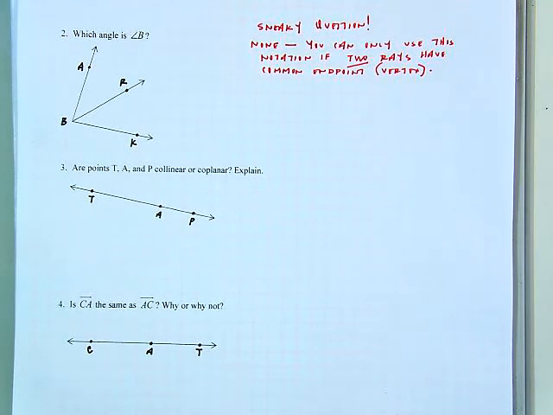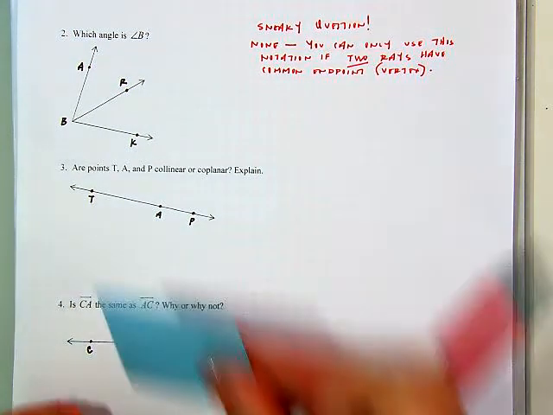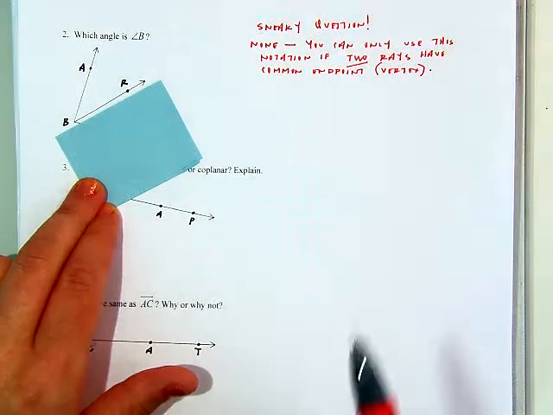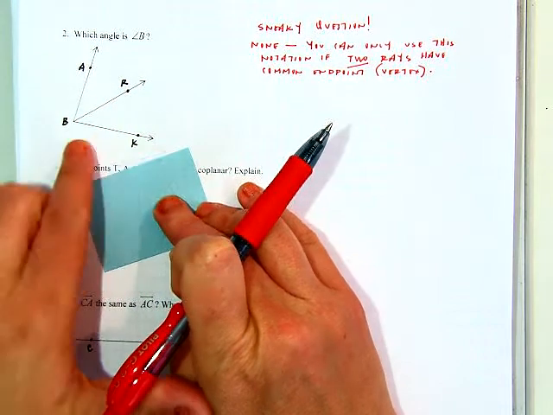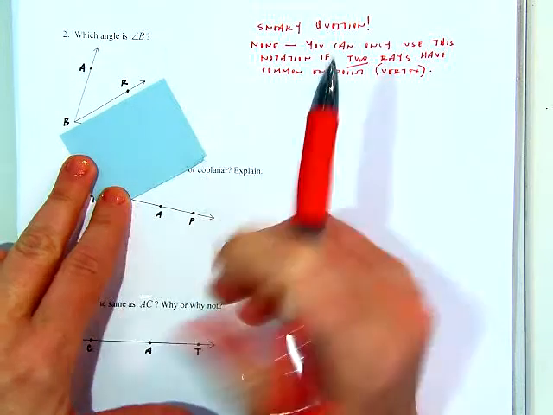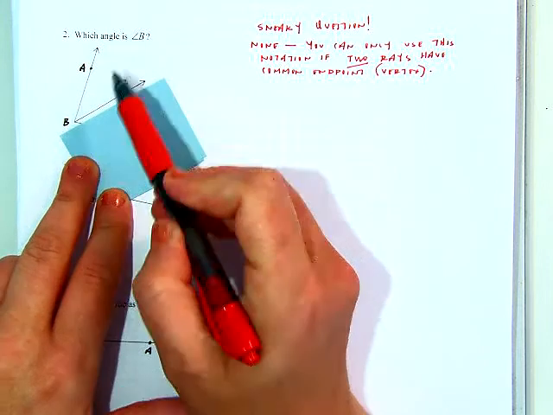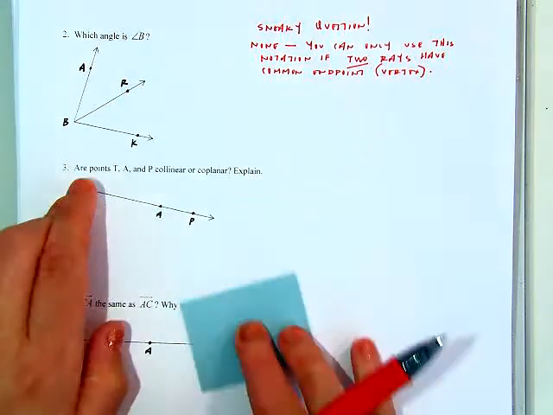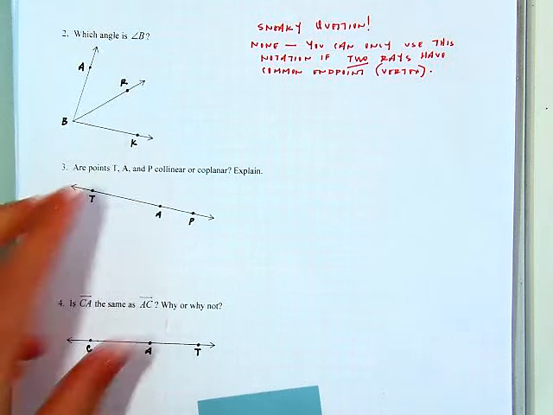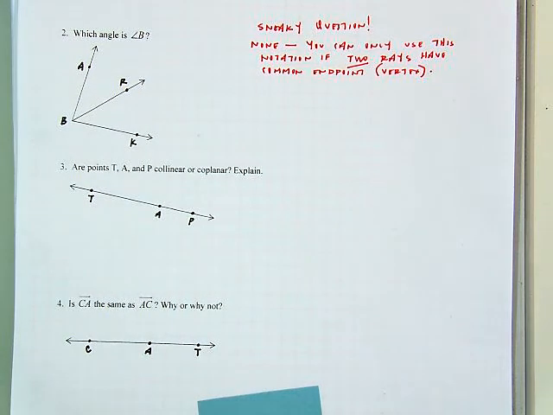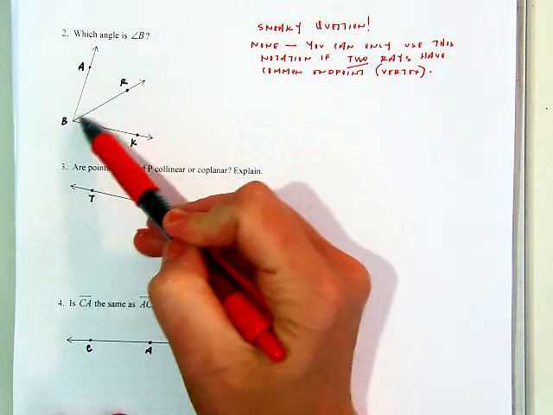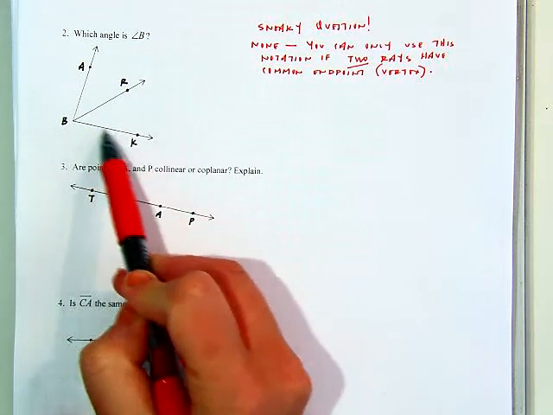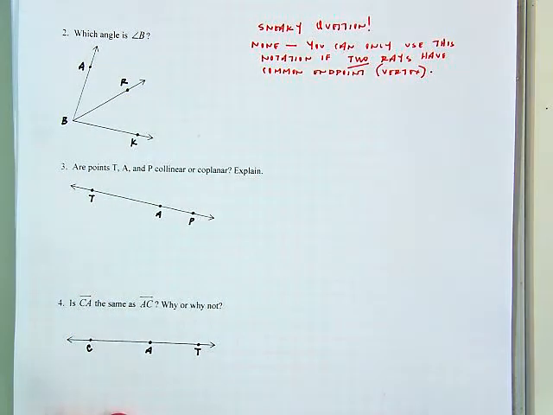So if instead, let me find a slip of paper, if instead my picture looked like this, if I didn't have this extra ray right here, let me cover it up. If my angle looked like this, I could absolutely call it angle B, no problem. But with this extra ray in the mix, now it's confusing. I don't know which angle is meant to be angle B. Is it meant to be this one right here, or this one, or this one? I really need a different notation to clarify.